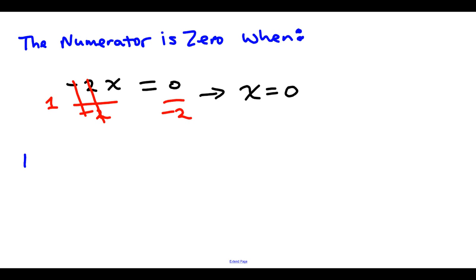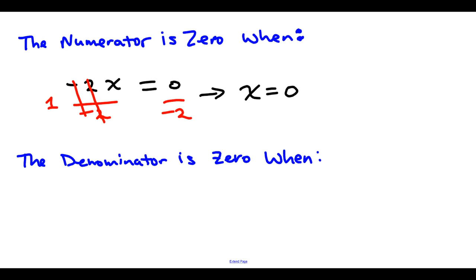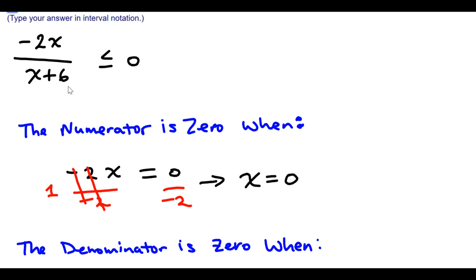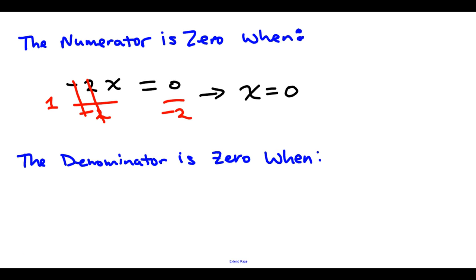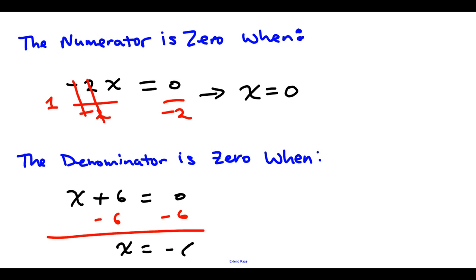Okay, so the denominator is 0 when x plus 6, right? So looking at the inequality here, x plus 6 equals 0 when x equals negative 6. So that's my second critical value.